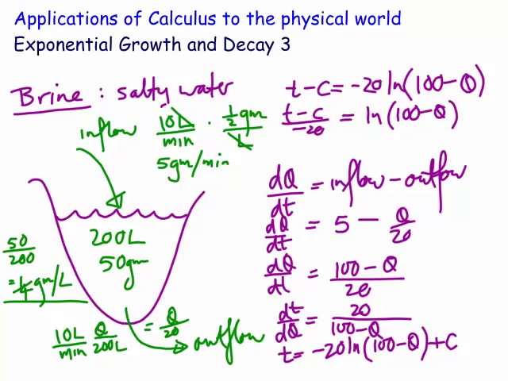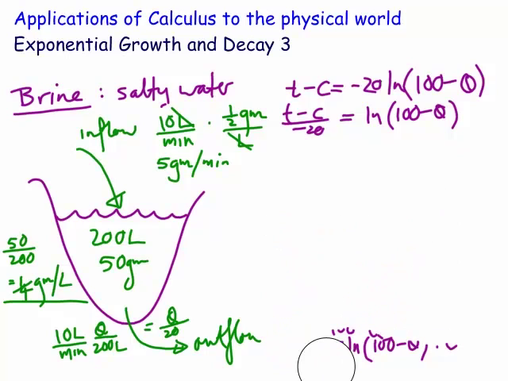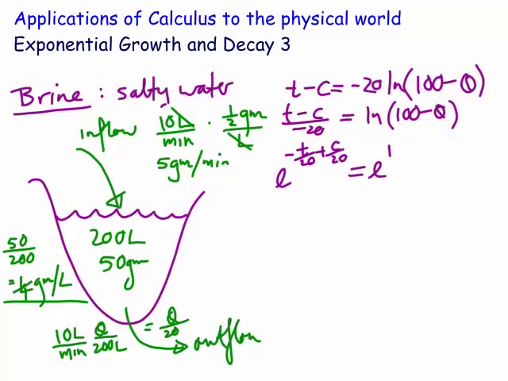Okay. Then what do we do? Well, we keep working on this. Okay, so what do we do now? Well, we raise everything to the power e. So e, now I'll just break this up, to minus t on 20 plus c on 20, equals e to the ln 100 minus q. Obviously, which is going to drop us out at 100 minus q. Okay, this is going to give us e to the minus t on 20 plus c on 20.